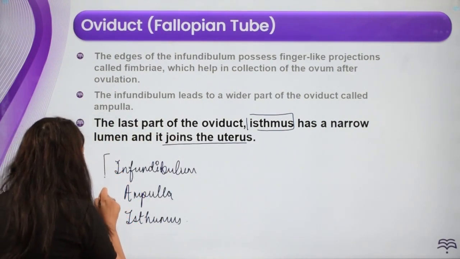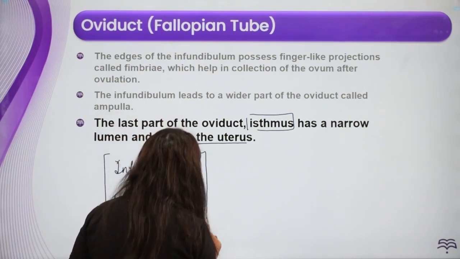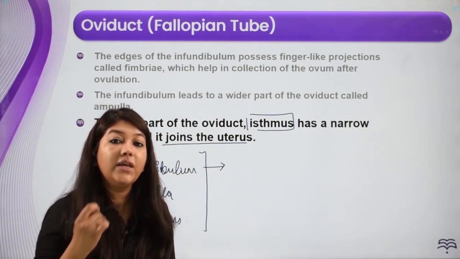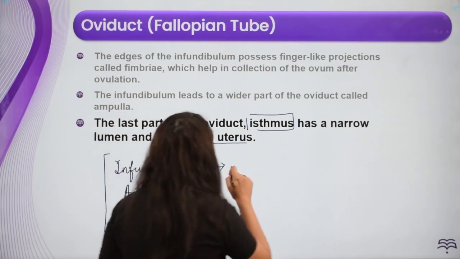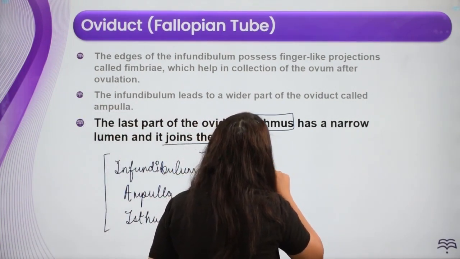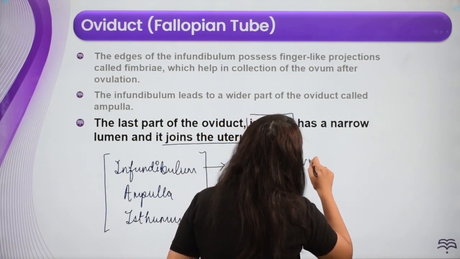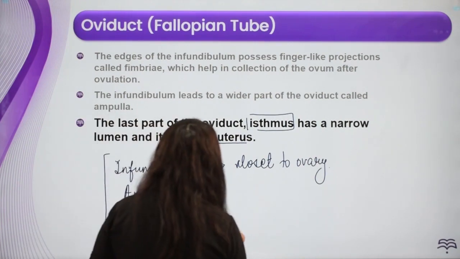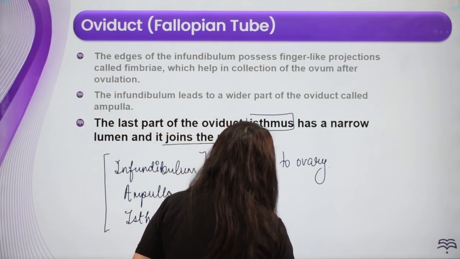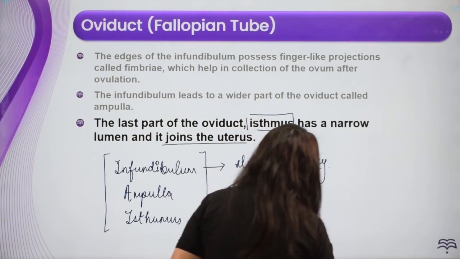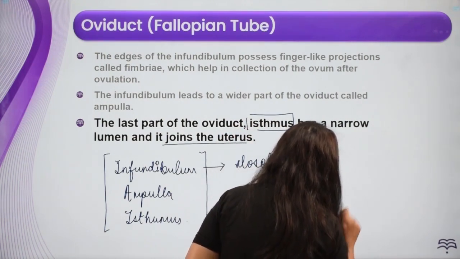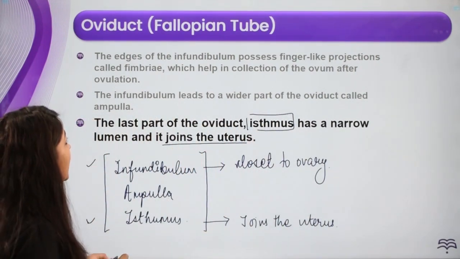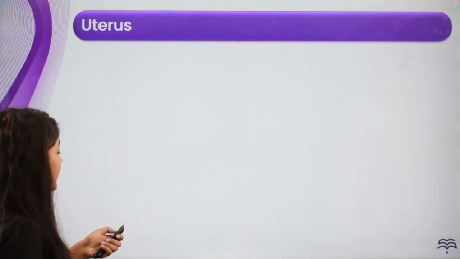Okay, so this sequence is very important. Infundibulum, again I am repeating, a question comes on this. That's why I am emphasizing the three parts of the fallopian tube. Infundibulum, closest to the ovary. Alright, the isthmus joins the uterus. Questions are asked on both of these things. Very important. Let's go next. Okay, next is the uterus.